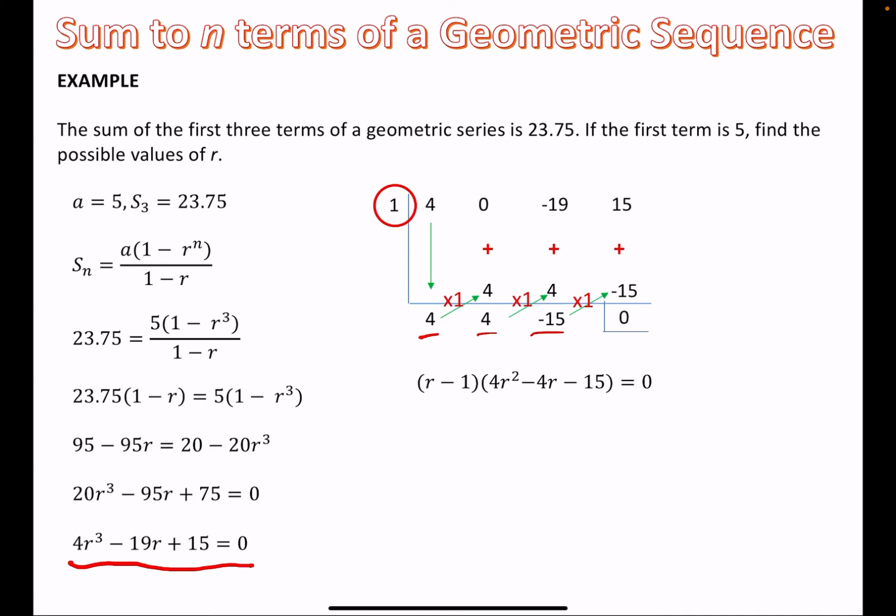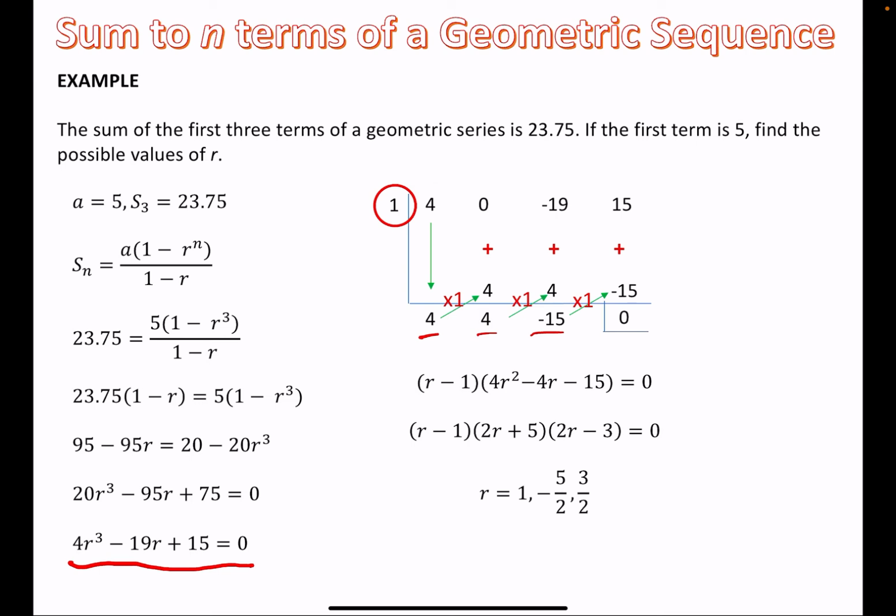So I've basically split it into 2 factors, but I can factorize it further because I've got a wee quadratic here. This is not the nicest of factorizations, but you're old enough and smart enough to be able to do this yourselves now. So 2r plus 5 and 2r minus 3 are our other 2 factors there, in which case we have solved this to give us r equal to 1, minus 5 over 2, and 3 over 2.